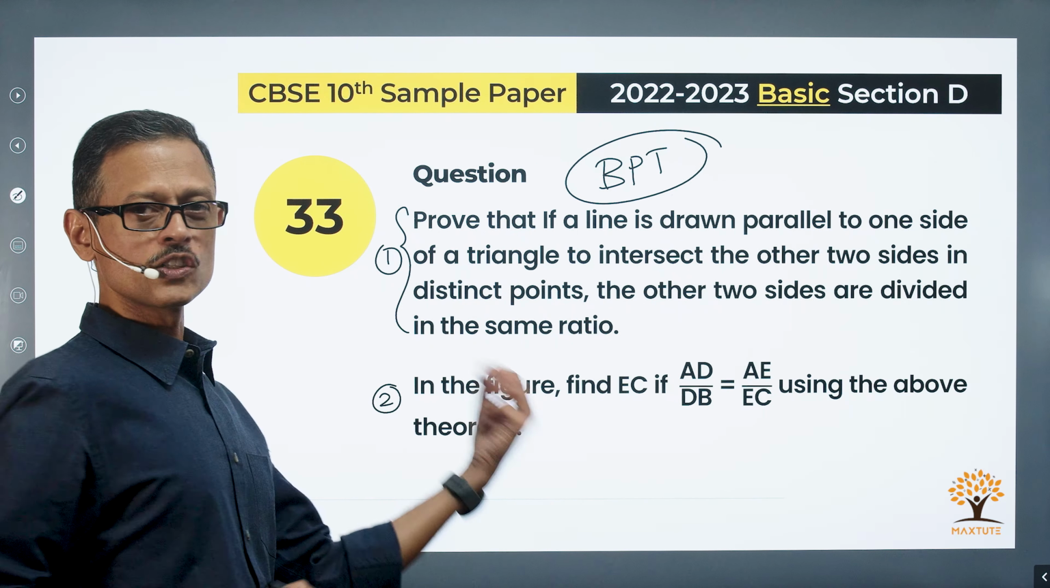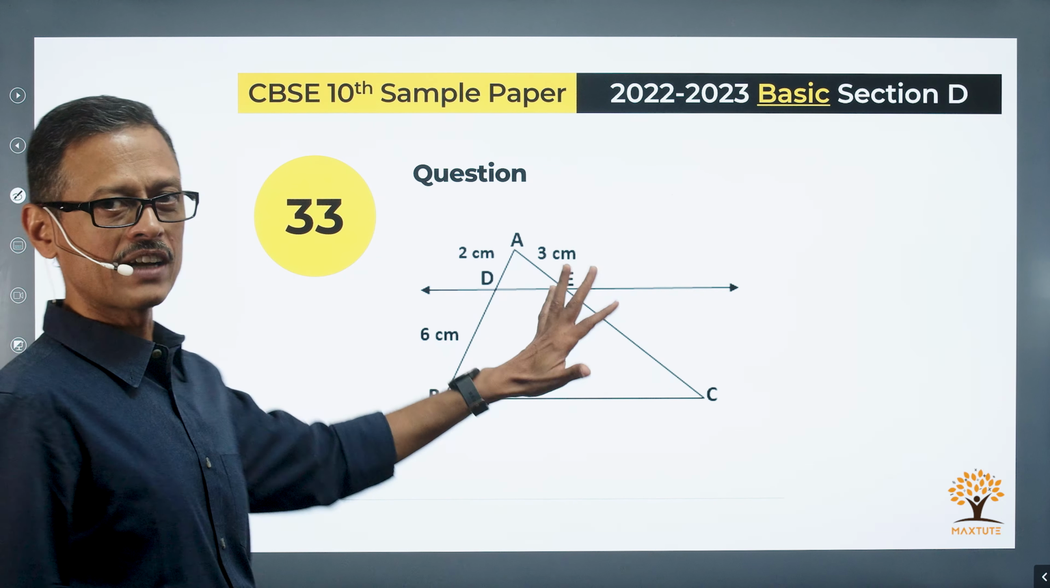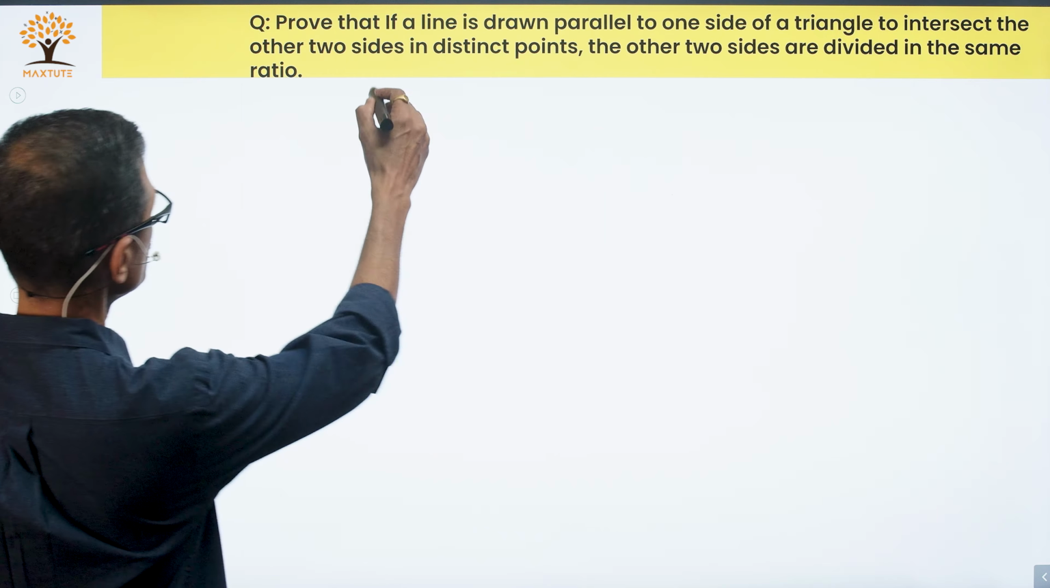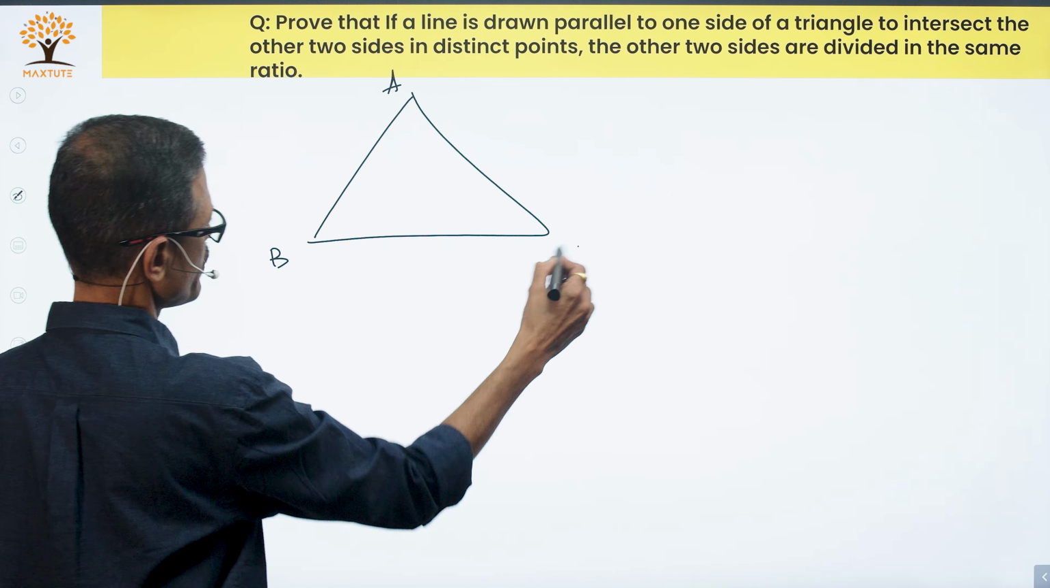Second part, we're going to be applying this basic proportionality theorem to find out the value of EC in this diagram. We'll come to part 2 in a while. We'll start with part 1. Let's prove basic proportionality theorem. Quickly be done with it. It's going to take us about 3-4 minutes to finish that.